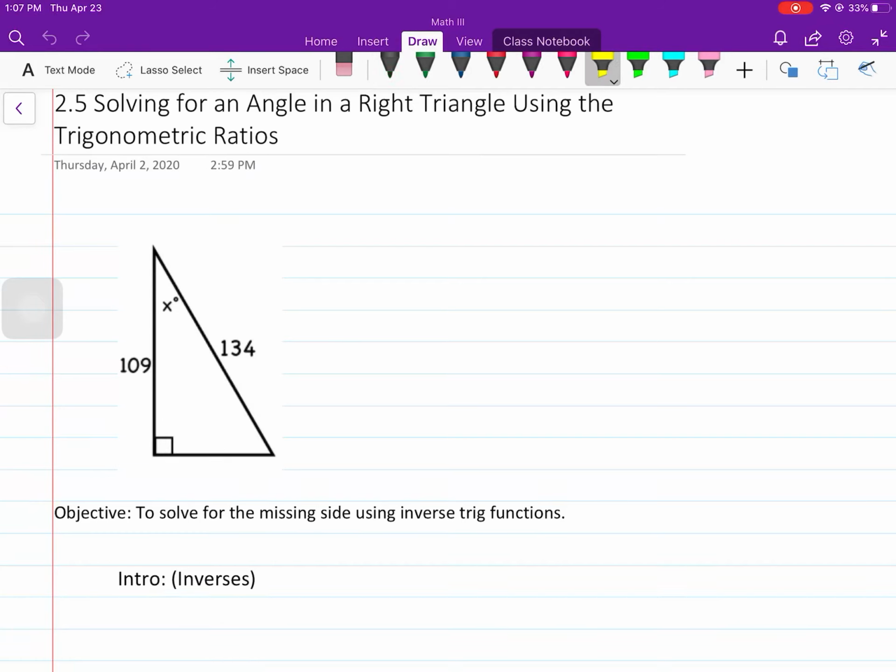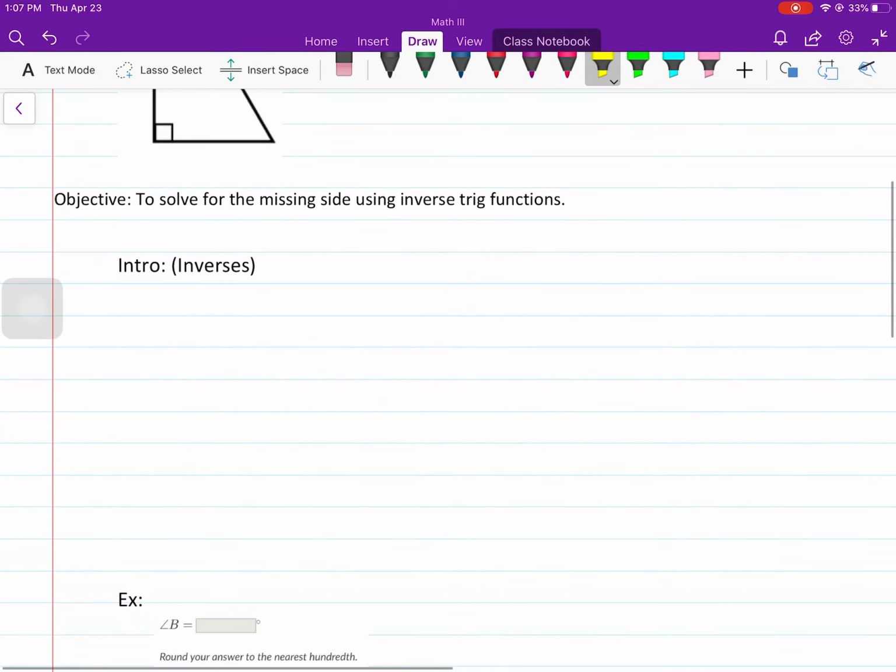In this section, we're going to be looking for a missing angle. Notice this time the reference angle is what we're looking for. So the setup is simple, but we got to talk about inverses because that's what we're going to need to use to solve. So let's go a little bit abstract here.